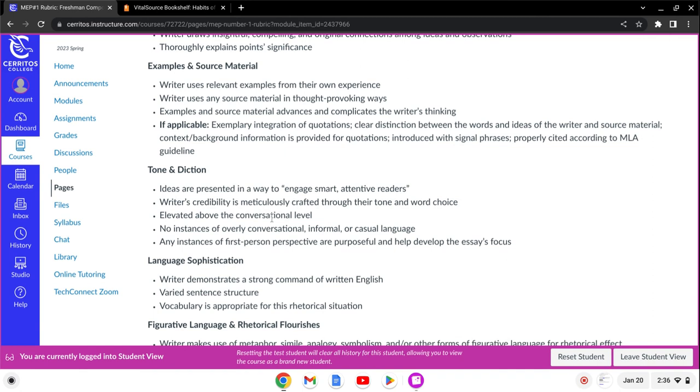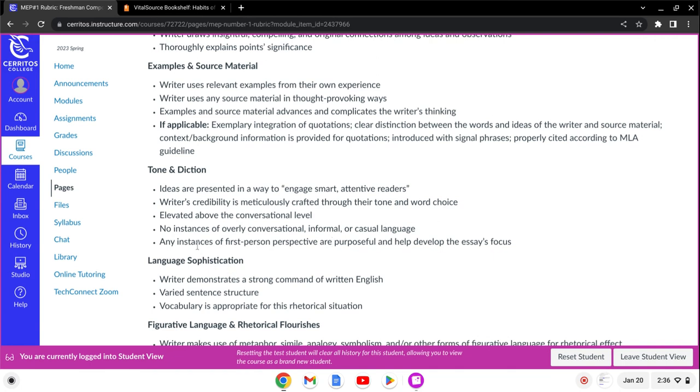So we need to make sure that we're crafting our sentences in such a way where it's elevated above the conversational level. So no instances of overly conversational, informal, or casual language. So not relying on slang, not relying on text speak. If you're going to say going to, don't say gonna. That's text speak. That's fine in conversation, but in an academic setting, gonna just ain't gonna cut it, right? So you need to spell things out like that.